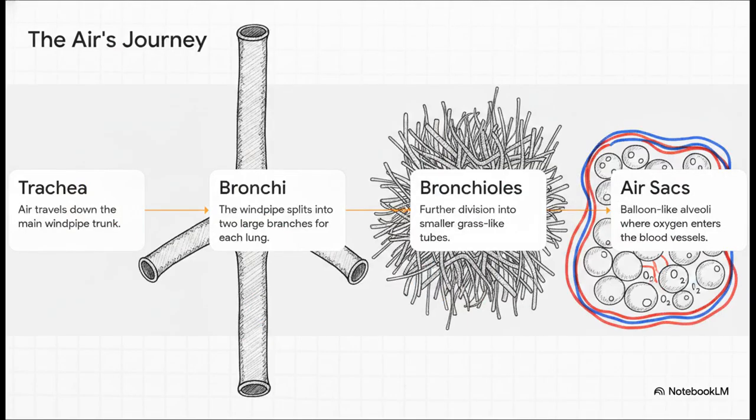When safely past the glottis, the air moves through this stunning, upside-down branching tree. It drops down the main trunk, the trachea. From there, it splits into two big branches called the bronchi, one for each lung. Those divide into smaller, grass-like tubes called bronchioles. Finally, the air funnels into millions of tiny, balloon-like air sacs called alveoli. This is the grand destination, folks. Here, dense networks of blood vessels wrap tight around the sacs, pulling that oxygen straight into your bloodstream to be delivered to every cell in your body.